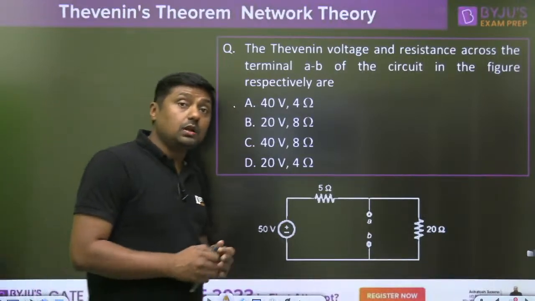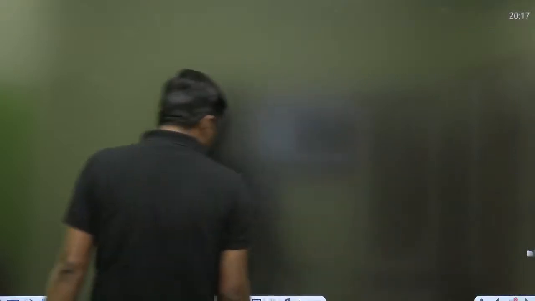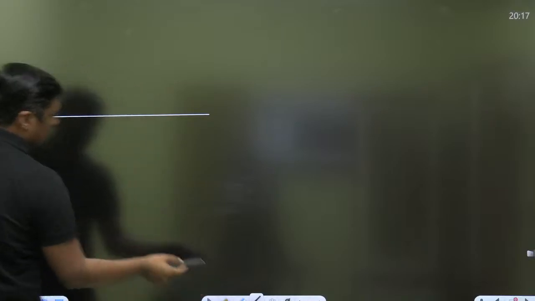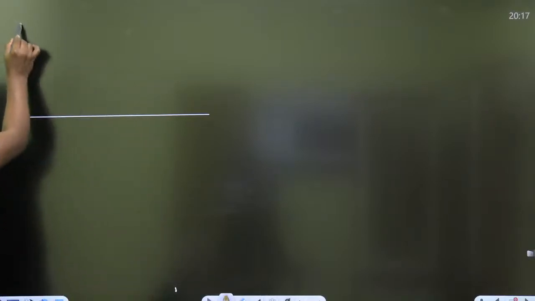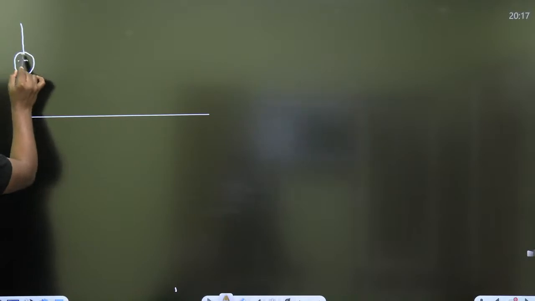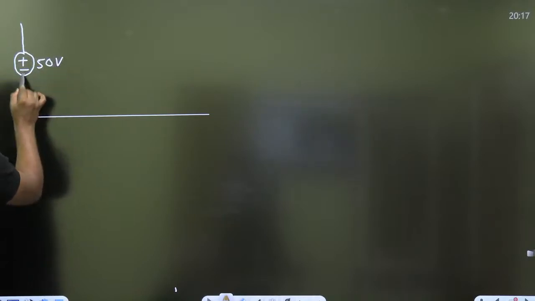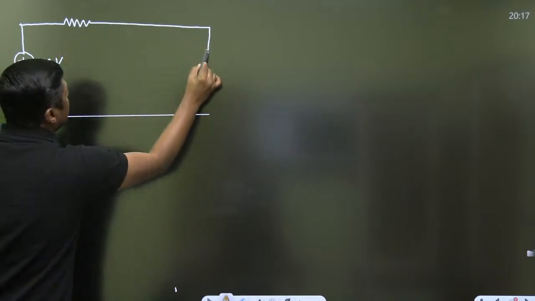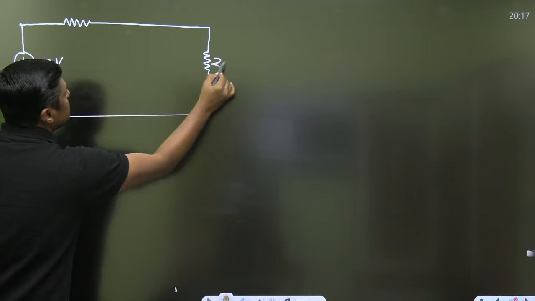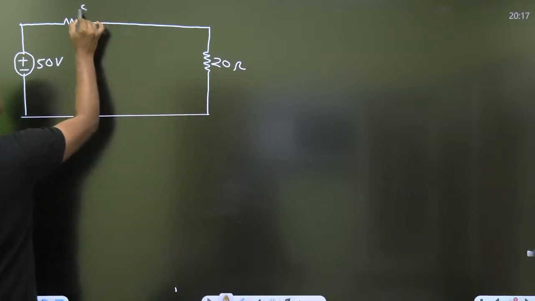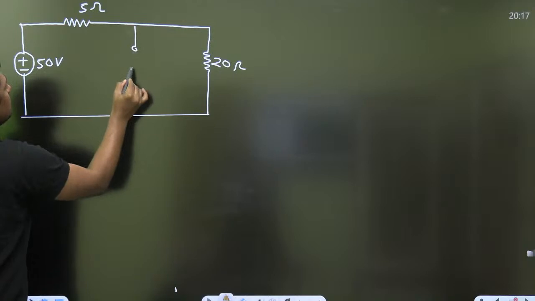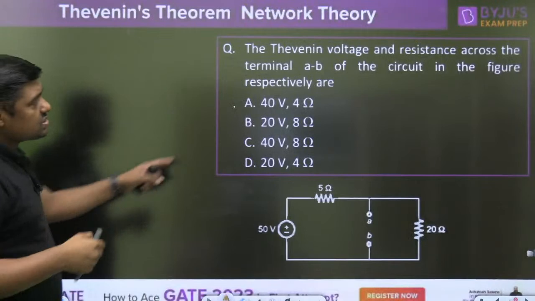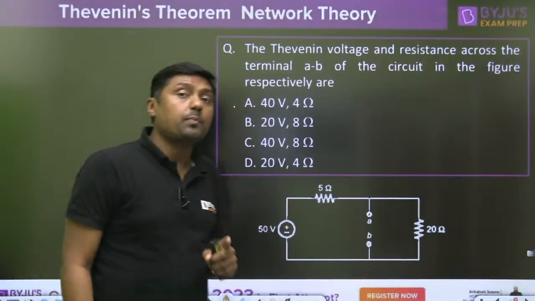Okay. Now, everyone, if you want to solve this question, there is one method. Actually, I am giving you 2 methods to solve this question. This is the 50 volt, 5 ohm resistor. This is the 20 ohm resistor. Now, if you want to find the Thevenin's equivalent across A and B, everyone please take a screenshot and give me the answer. Use your rough copy, pen and calculator.